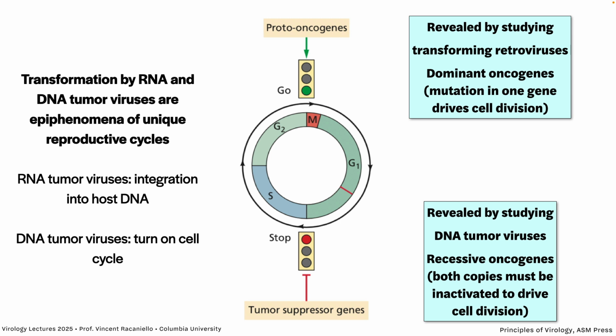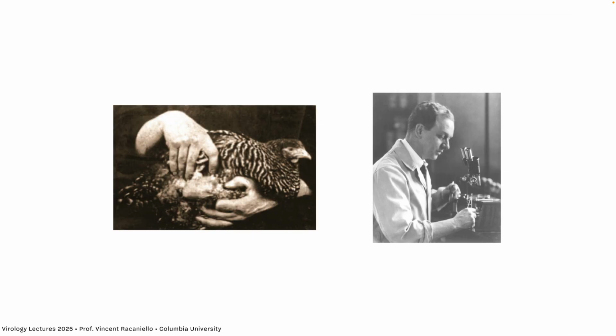RNA tumor viruses have to integrate, and DNA viruses have to turn on the cell cycle. It's not necessary for them to transform cells, but they do have to integrate and turn on the cell cycle, and so accidentally that will lead to transformation and eventually cancer. And so it's amazing what we now understand from studying RNA and DNA tumor viruses. And what's more amazing, it all started with a chicken in 1909.